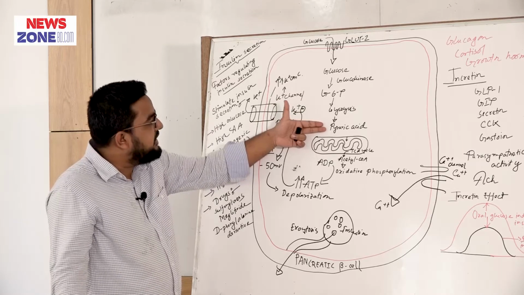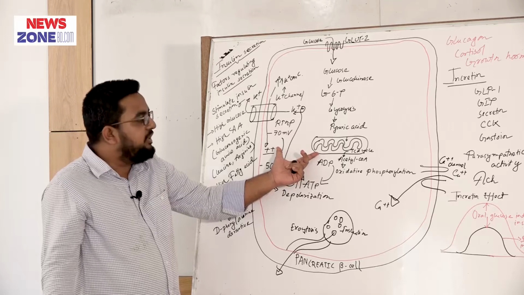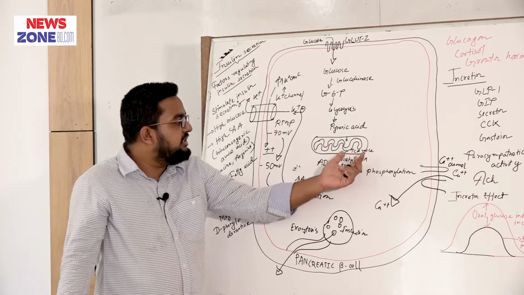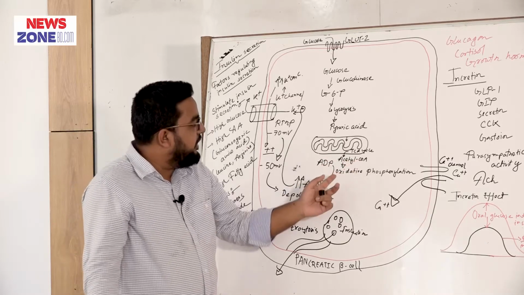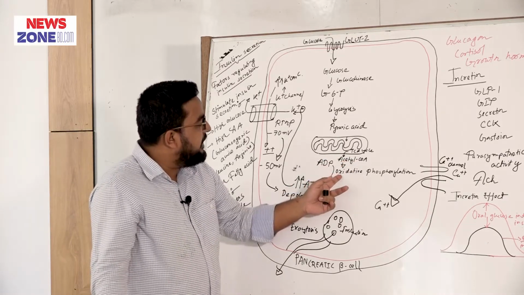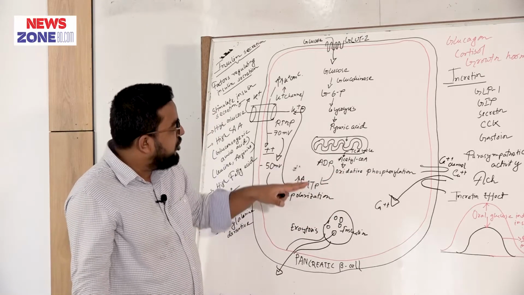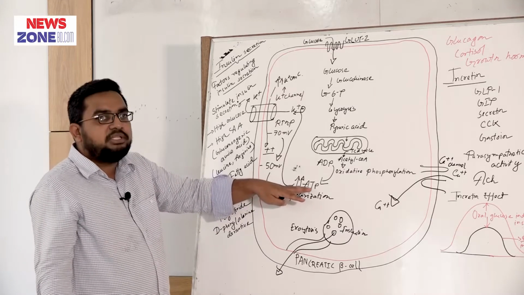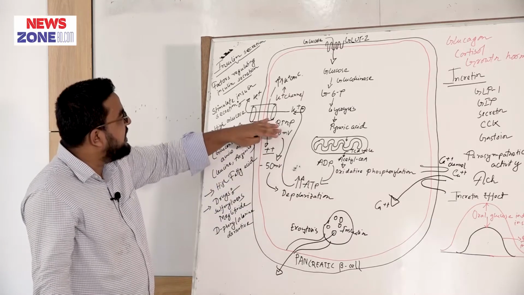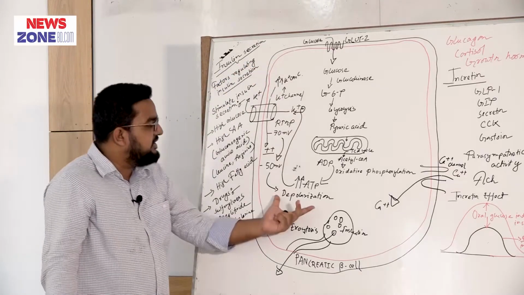From the pyruvic acid, it goes into the mitochondria of the pancreatic beta cell, and through the TCA cycle produces acetyl-CoA, and from the acetyl-CoA it goes into oxidative phosphorylation, from which ADP is converted into ATP. This high ATP concentration in the cell blocks the potassium channel, increases the potassium concentration in the cell and makes the cell depolarized.